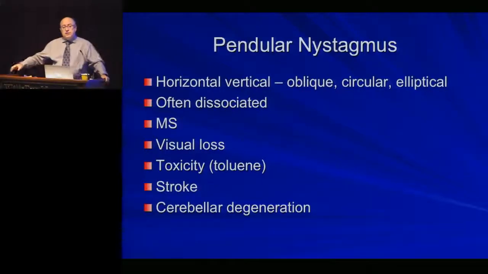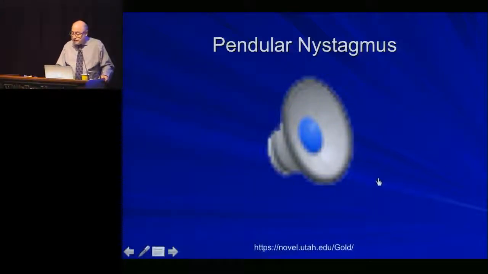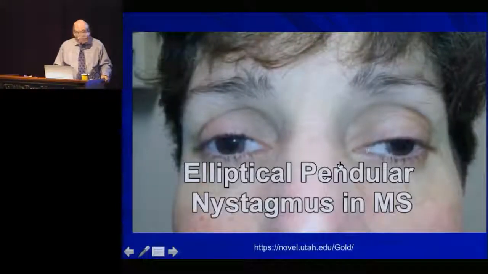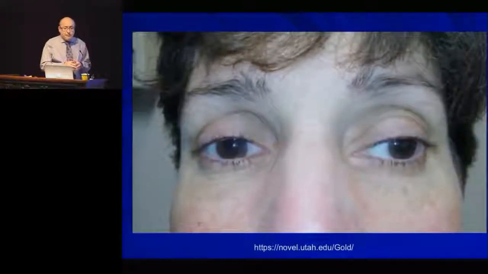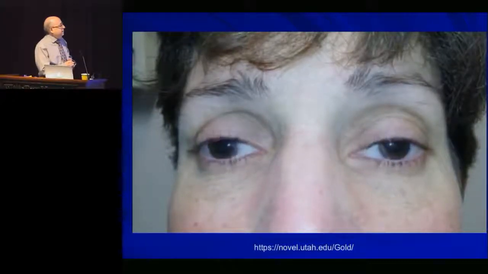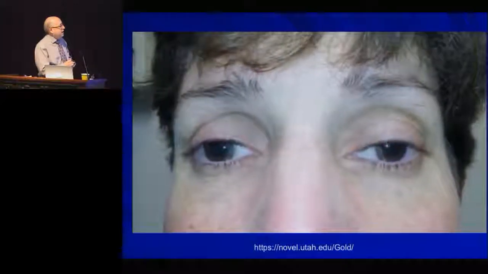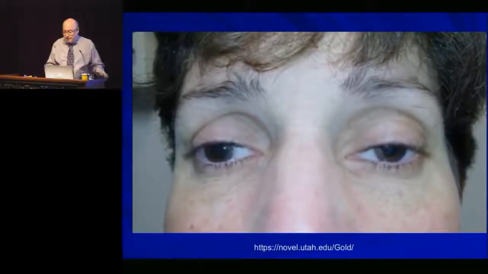The most common cause of acquired pendular nystagmus is multiple sclerosis. It can be caused by visual loss, so afferent disease gives you pendular nystagmus. It could be toxicity of some medications, stroke, or cerebellar degeneration. So here's a patient with MS with a combination of horizontal and vertical nystagmus. This is elliptical, right? Because it's sort of a larger horizontal than a vertical. And this is from MS.